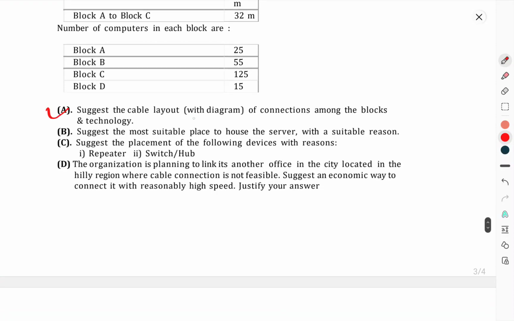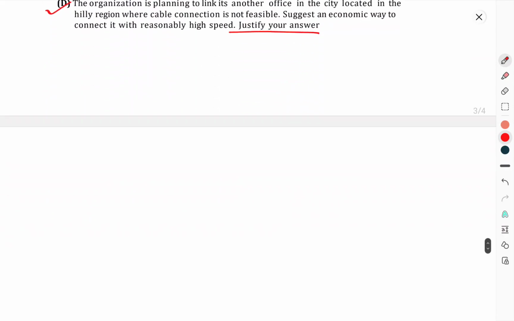Suggest the cable layout with the connection among the blocks and technology. Suggest the most suitable place of the main server, which is a region. Suggest the placement of the following devices with regions: repeater, switch, hub. The organization is planning to link another office in the city located in the hilly region where cable connection is not feasible. Suggest the economic way to connect with a reasonably high speed. Justify your answer. Now come to the next one.